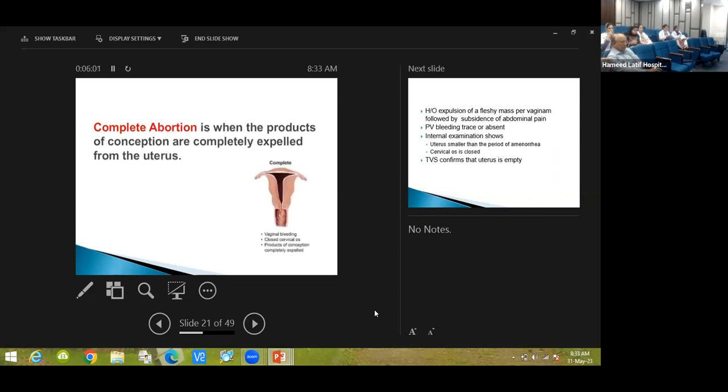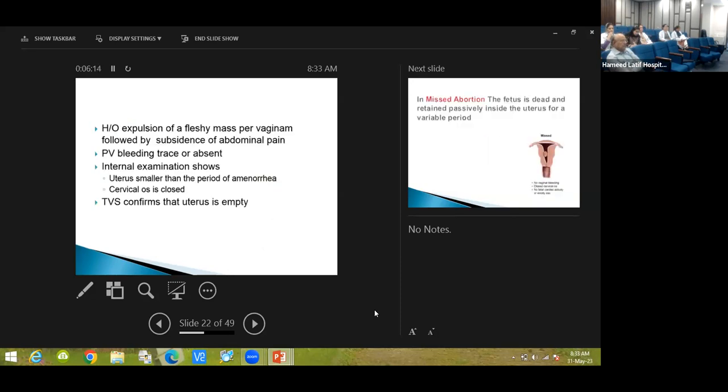Complete abortion is when the products of conception are completely expelled from the uterus. The patient gives a history that they have expelled something per vaginum, and after that, the pain has settled. The PV bleeding might be absent, or there might be traces of PV bleeding. The internal examination shows that the uterus is smaller than the period of amenorrhea and the cervical os is closed. The transvaginal ultrasound confirms that the uterus is empty and there are no more products of conception. So there is complete abortion.